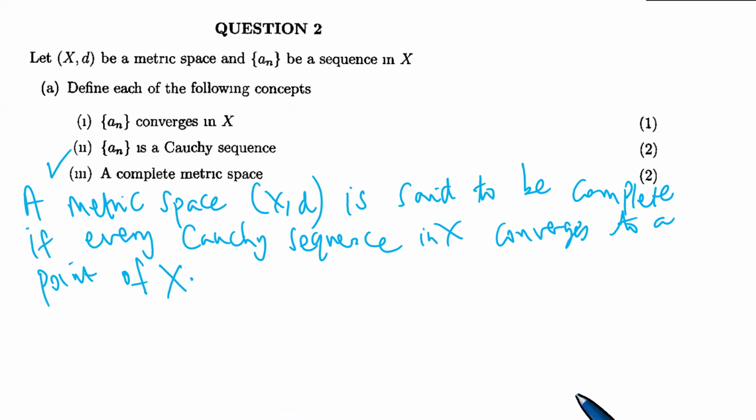A metric space XD is said to be complete. When is it complete? If every Cauchy sequence in X converges to a point in X, then we have a complete metric space. And that's what we've discussed about complete metric spaces. We note that to define a complete metric space, we must first define Cauchy sequences. A metric space XD is said to be complete if every Cauchy sequence in X converges to a point that occurs in X. Next point.